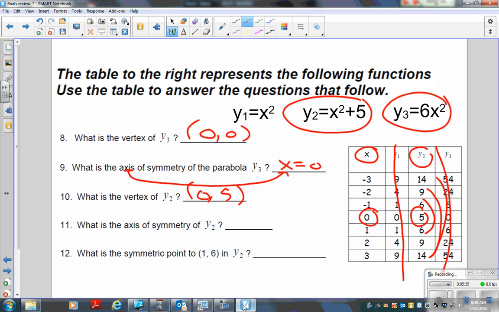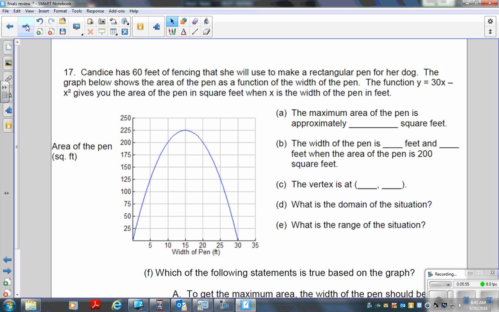The axis of symmetry will just be the x value of the vertex. The x value will be this one right here, so we call that x equals 0. What is the symmetric point to (1, 6)? We've already connected it. Here's (1, 6). If you follow the line, it's (-1, 6). So you could either do it using a table like I just did, or using the calculator like I did. Just choose the one that's best for you.